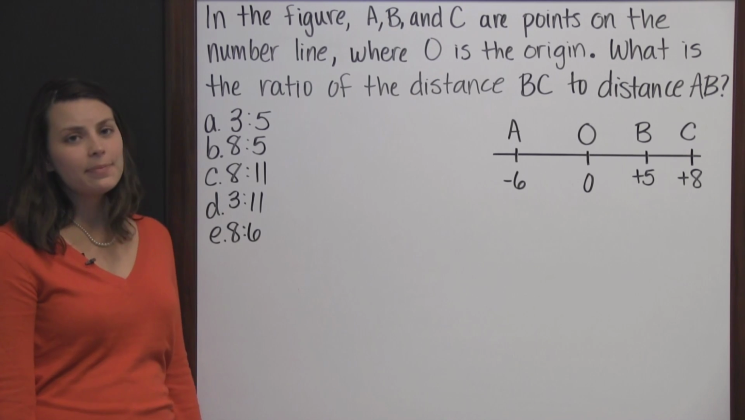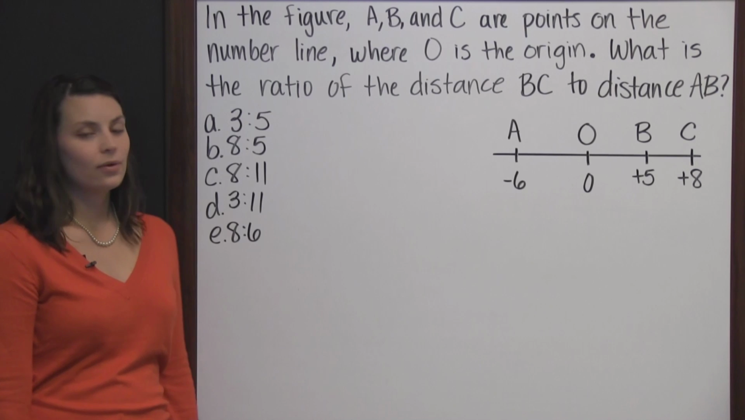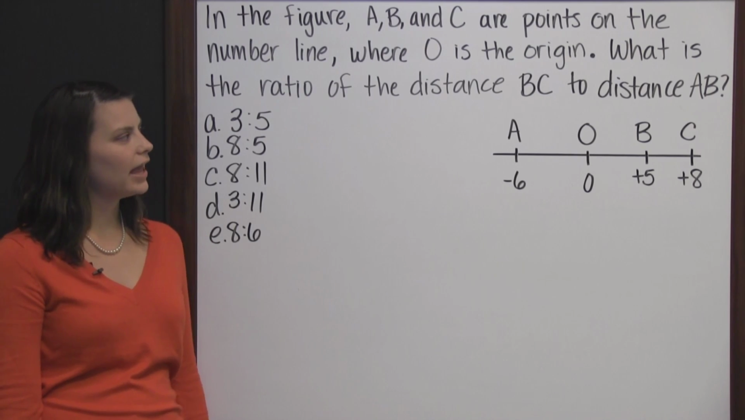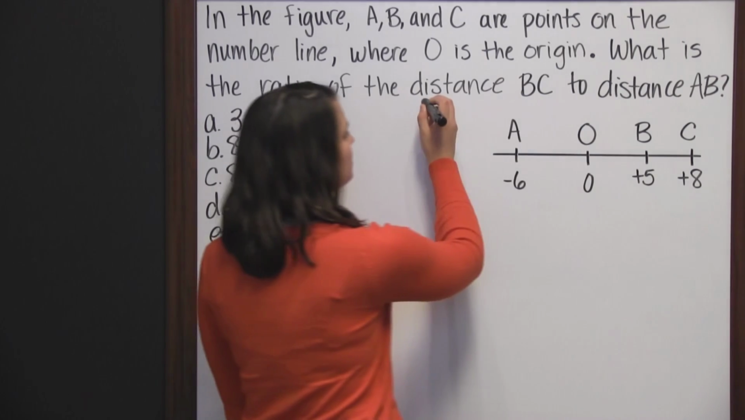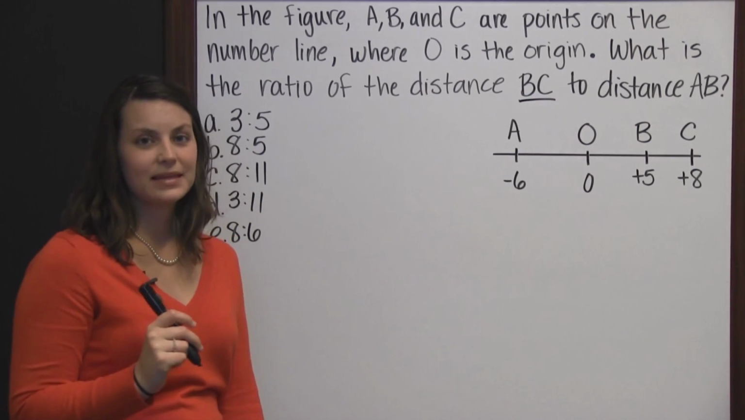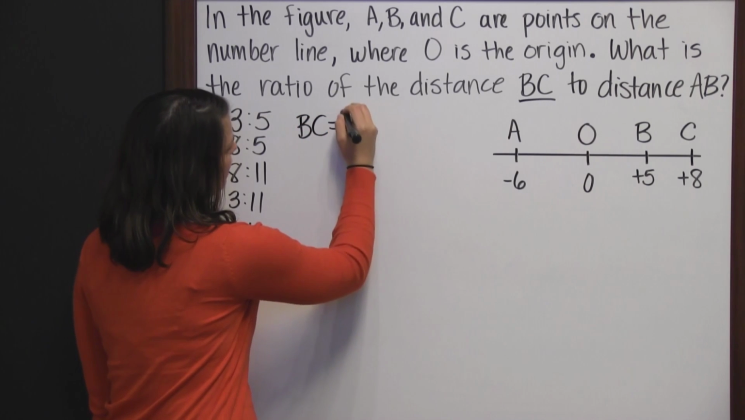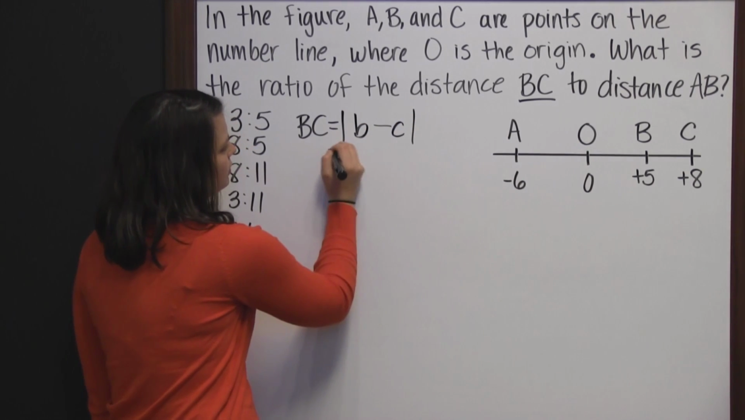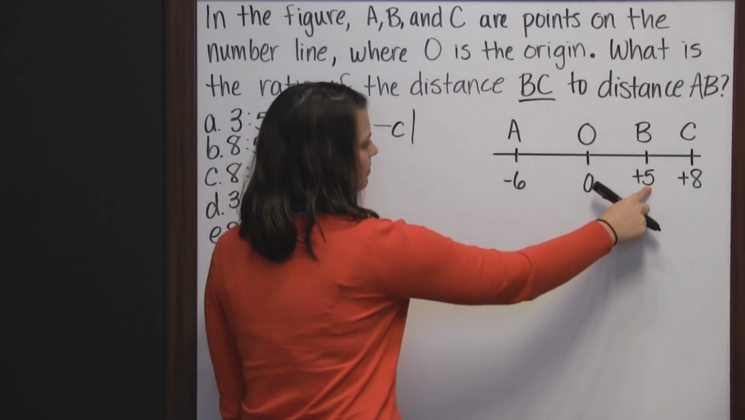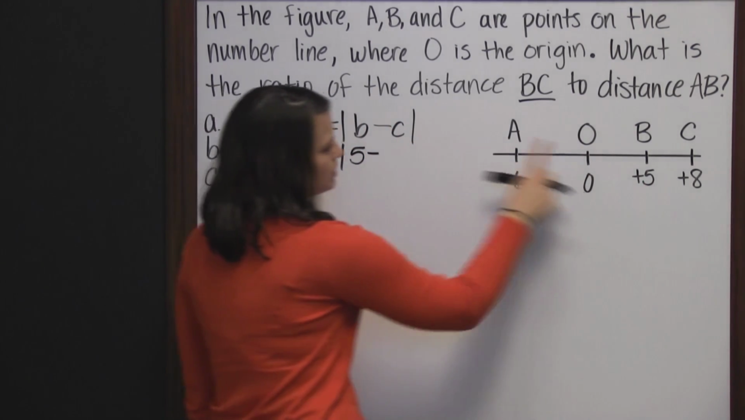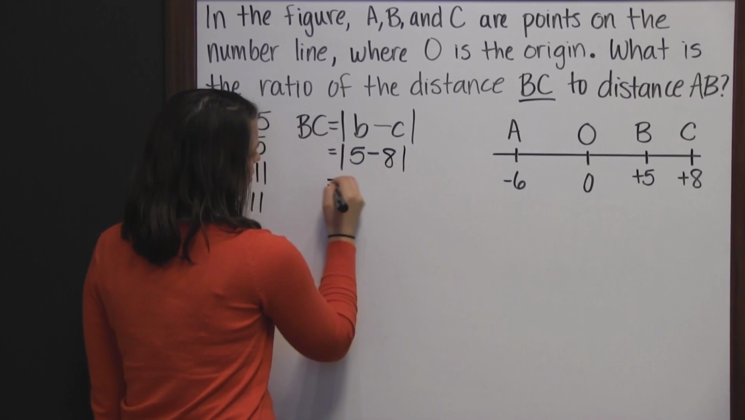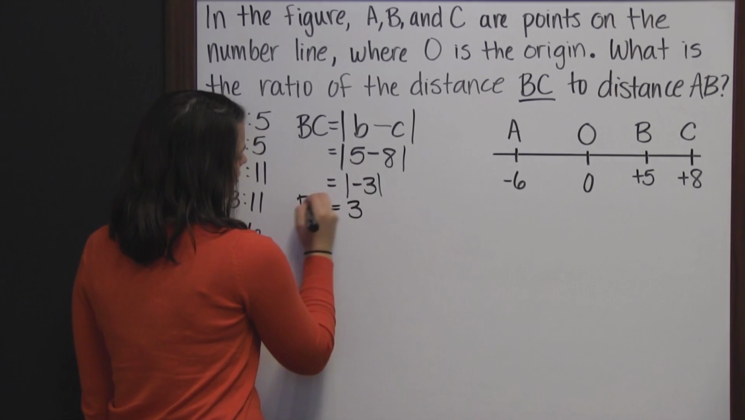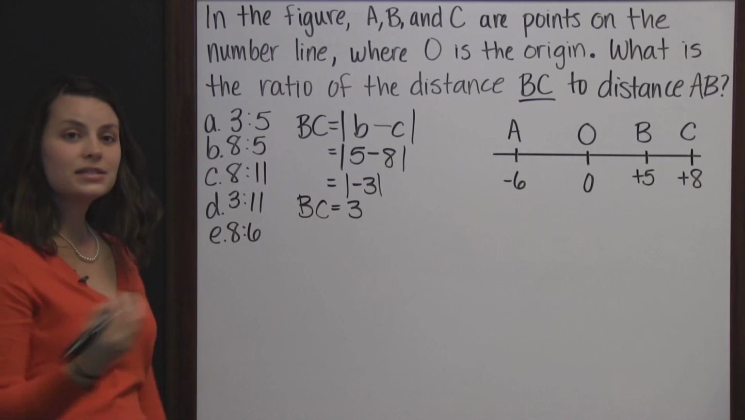In the figure, A, B, and C are points on the number line, where O is the origin. What is the ratio of the distance BC to the distance AB? So first we need to find the distance between points B and C. And the distance between 2 points is the absolute value of the difference of the coordinates. So that is the absolute value of B is 5 minus C is 8, which is the absolute value of -3, and that is 3. So the distance between points B and C is 3.